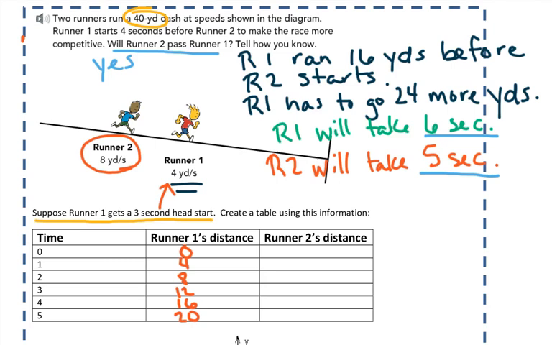Let's use green for runner 2, and he has to wait 3 seconds before starting. So at 0 he's gone 0, at 1 he's gone 0, at 2 seconds he's gone 0, and at 3 seconds he's gone 0. Once 3 seconds is passed, he starts running, and he runs 8 yards per second. So on the 4th second he has run 8 yards, and on the 5th second he has run 16 yards. So there's our table for this information.